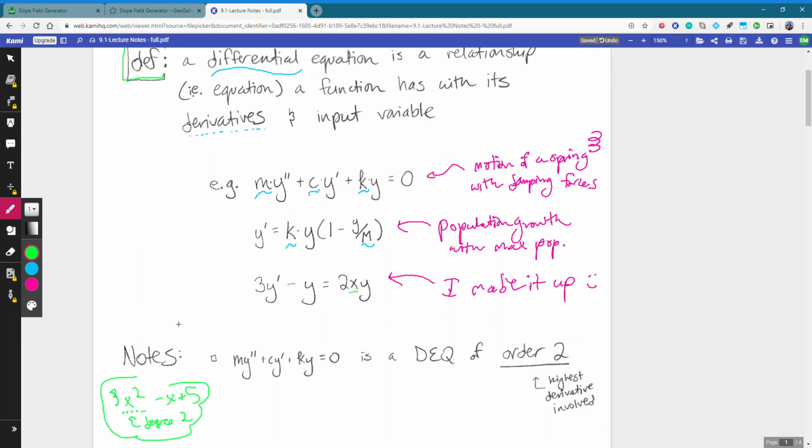Well, with a differential equation, we do something similar, except we look for the highest derivative that's involved. In our first differential equation, it's the second derivative that's the highest, and so we say that our differential equation has order 2. So the order of a differential equation is just the highest derivative that is involved with it. And so our middle and bottom differential equations here would both have order 1.